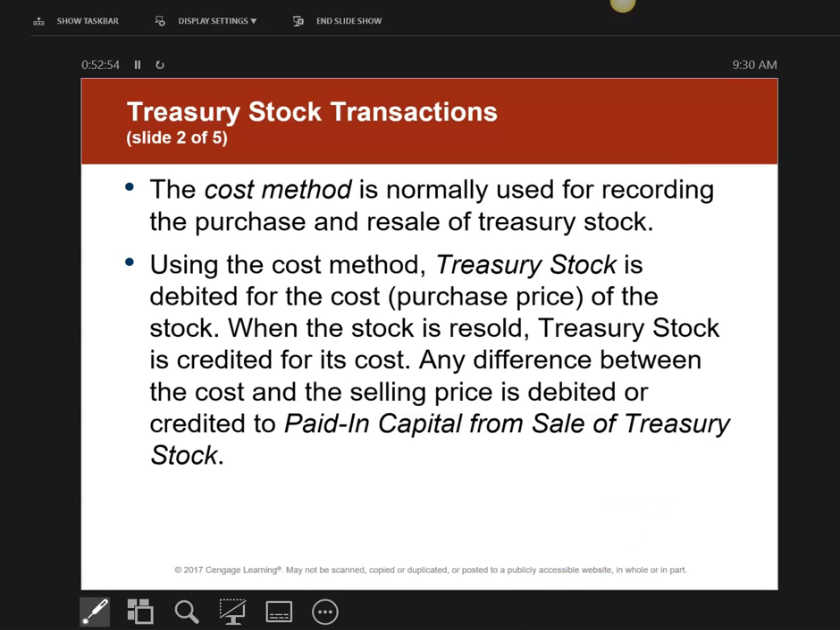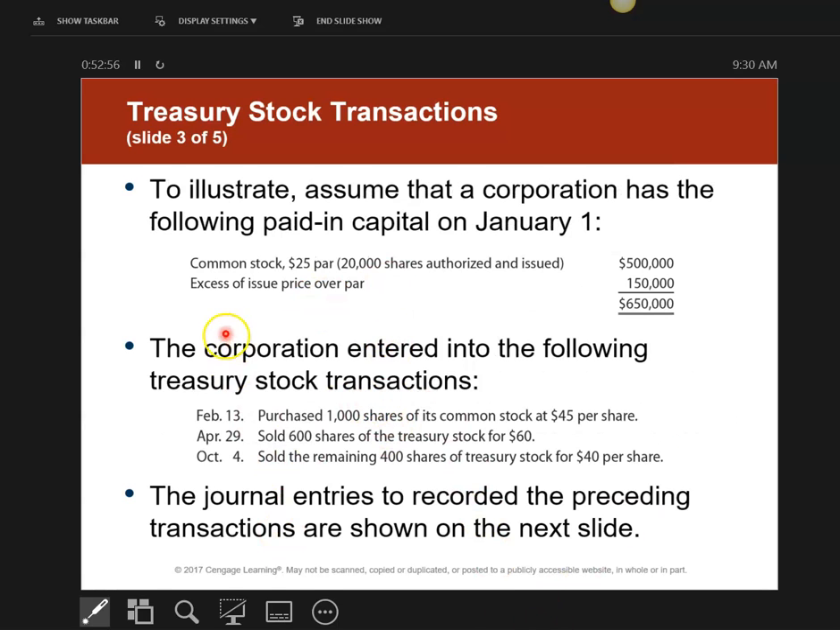So before we get started, and don't read all this down here yet. What I want to talk about, here's where I stand right now. I have common stock, $25 par, 20,000 shares authorized and sold. So my value in my common stock account is 500,000. That represents this number of shares times the par. In my paid in capital in excess of par, I have 150,000.